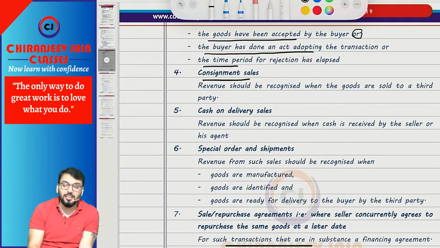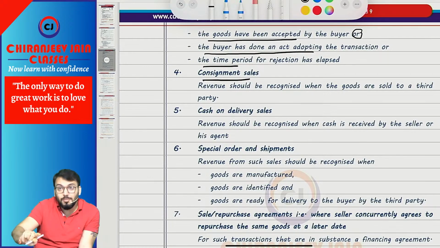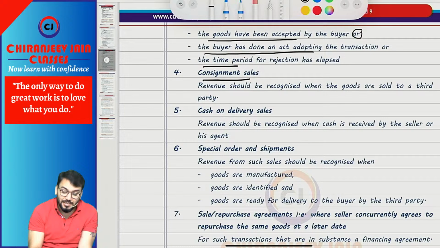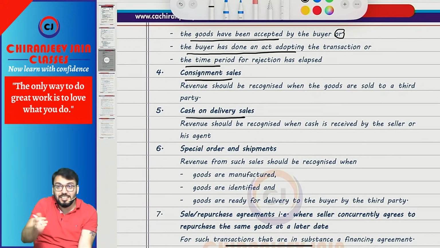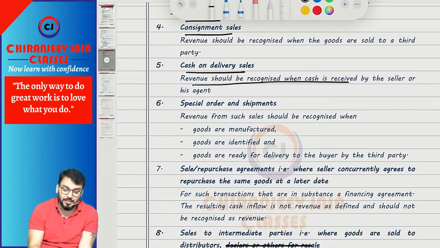Then consignment sale. Revenue should be recognized only when goods are sold to the third party. Goods are sold by the consignee to the third party. Then only revenue should be recognized in the books of the principal, in the books of the consignor. Cash on delivery sale. Revenue should be recognized only when cash is received by the seller or his agent.